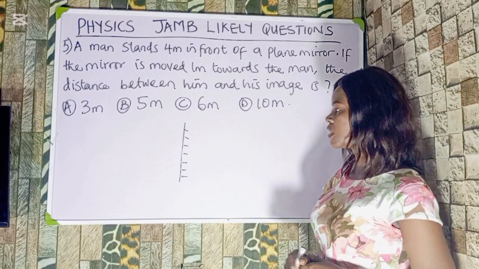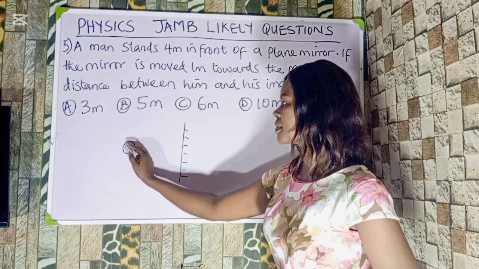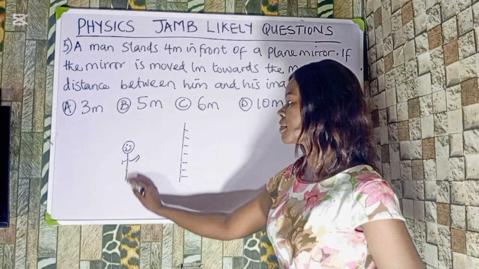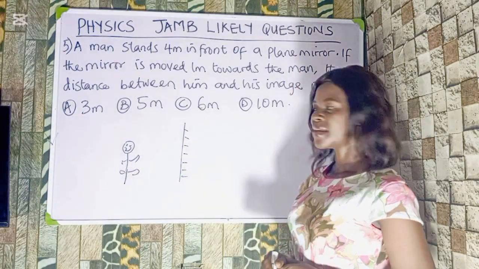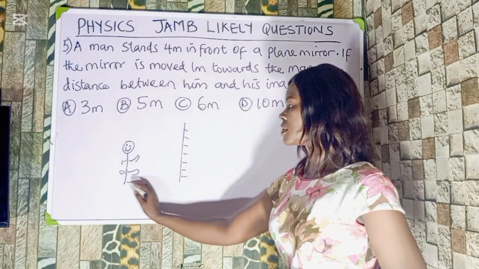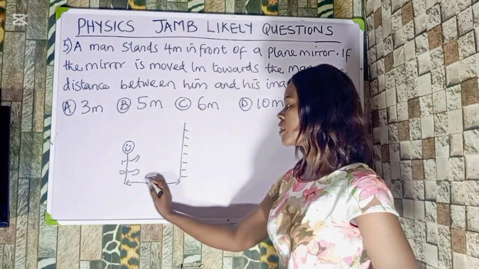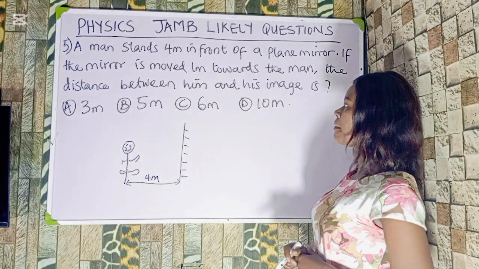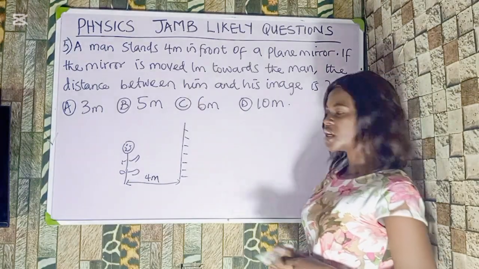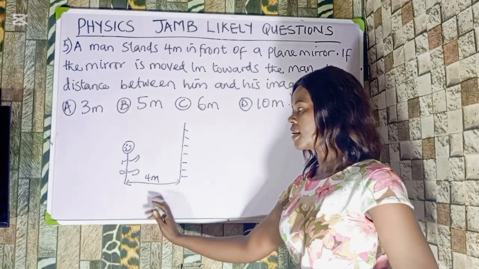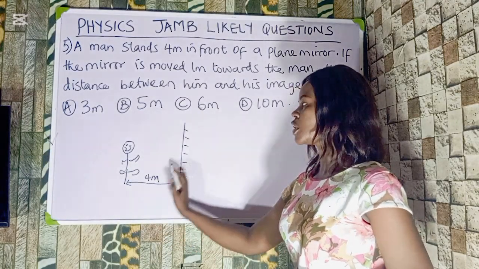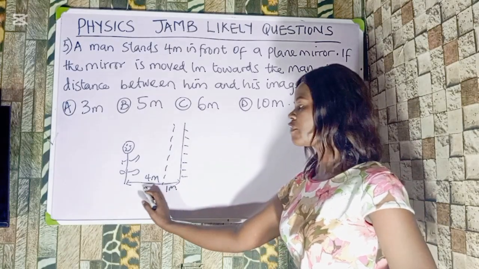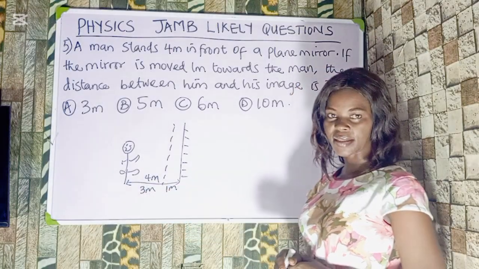Okay, so look at the man. Now he's standing how many meters? 4. The distance between him and the mirror is 4 meters, right? If the mirror is moved 1 meter towards the man, that means they shifted this mirror this way. Now the mirror moved this way. This is 1 meter, right? So they are left with 3 meters. I hope that is clear.